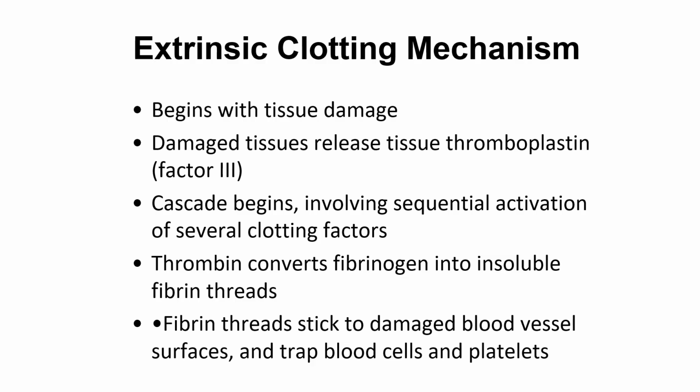Now, thrombin is going to convert fibrinogen into soluble fibrin threads. Fibrin threads stick to the damaged blood vessel surfaces and trap blood cells and platelets, resulting in a mass that we refer to as a blood clot. This is an example of positive feedback because once the clotting begins, it's going to promote additional clotting until we can create a clot that stops blood loss.